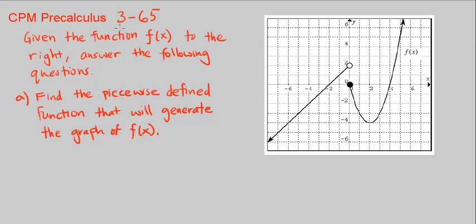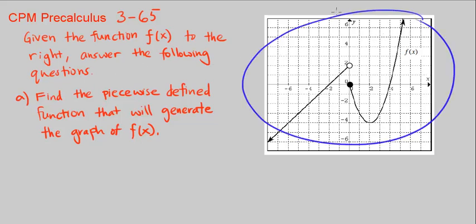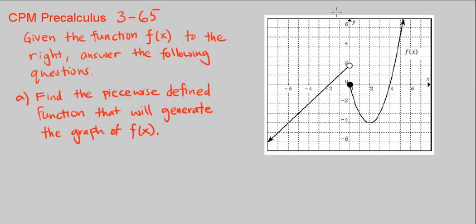This is CPM Precalculus Chapter 3, number 65. We're given the function f of x to the right, and then we want to answer the following questions. So here's f of x. It's a piecewise function. We see that here there's a line, and then here there's some parabola shape. And that's f of x.